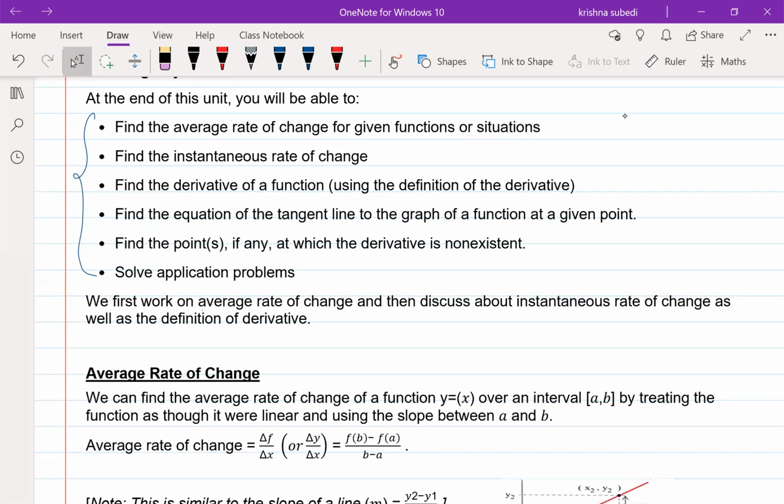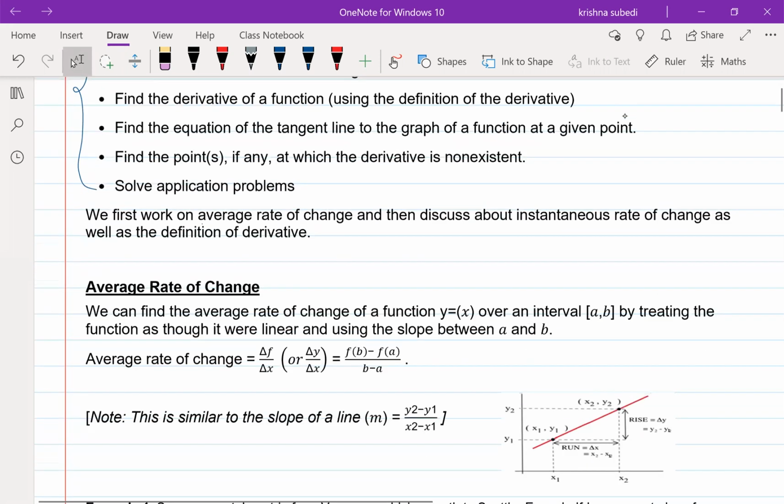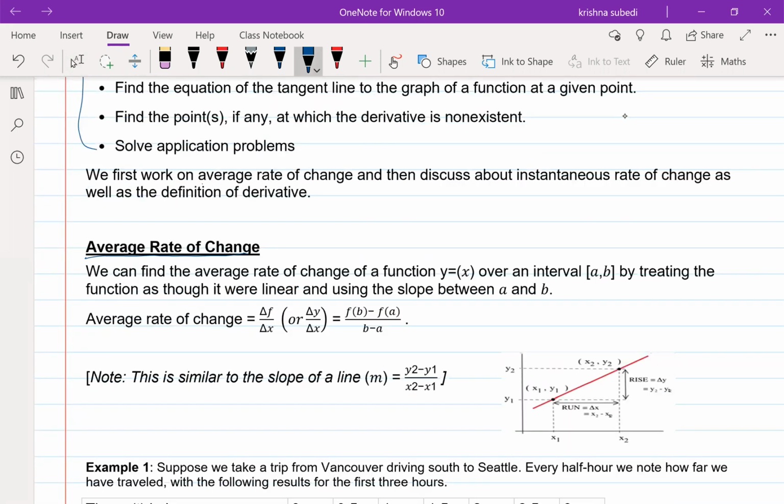Before we discuss average rate of change, I would like you to remind yourself of the slope formula from high school. Suppose you are given 2 points on a line, let's say x1, y1 and x2, y2. How do you find the slope of a line? Well, it is y2 minus y1 over x2 minus x1.